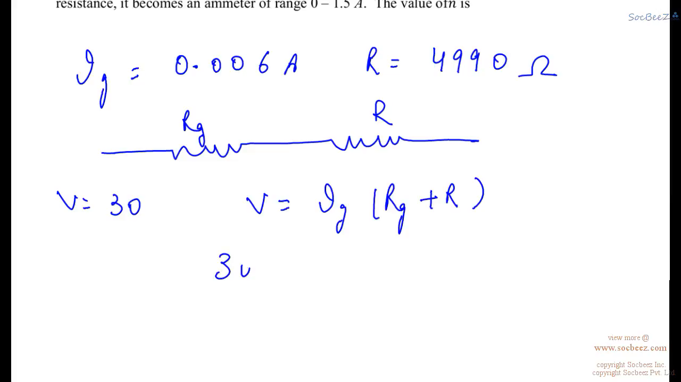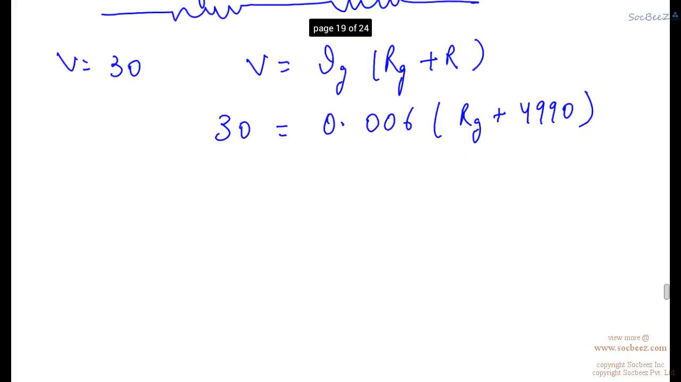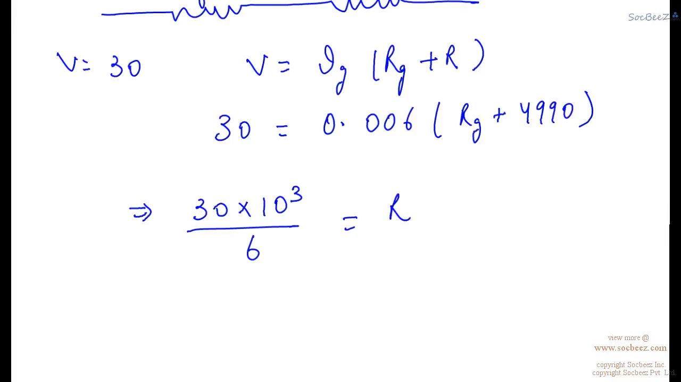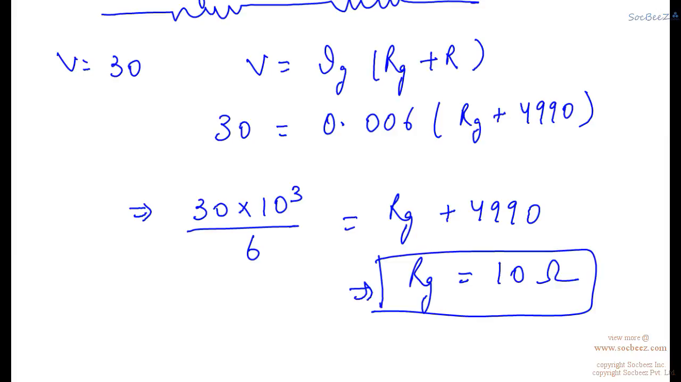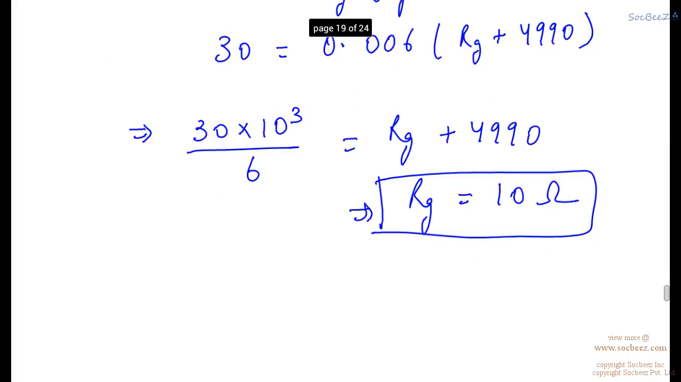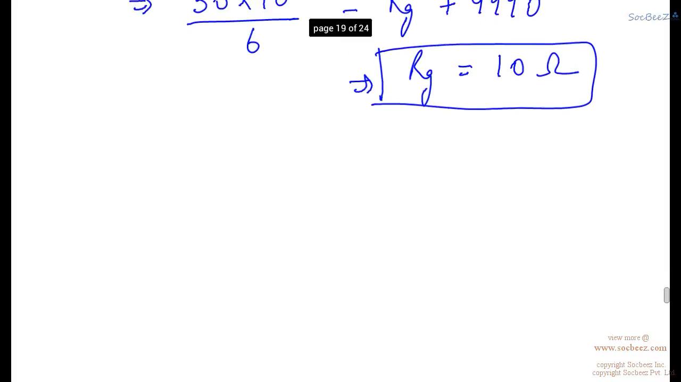Therefore V equals Ig into (Rg plus R). Substituting here, V equals 0.006 into (Rg plus 4990). So this comes out to be 30 into 10 raised to the power 3 upon 6 equals Rg plus 4990. So from here, if we solve it further, Rg will come out to be 10 ohm.